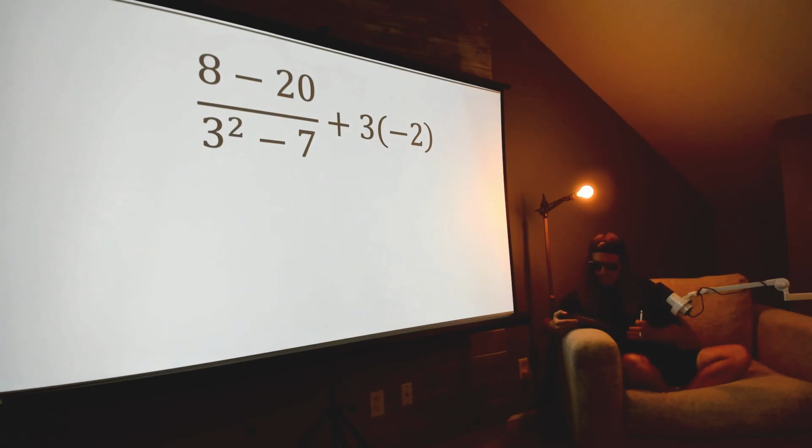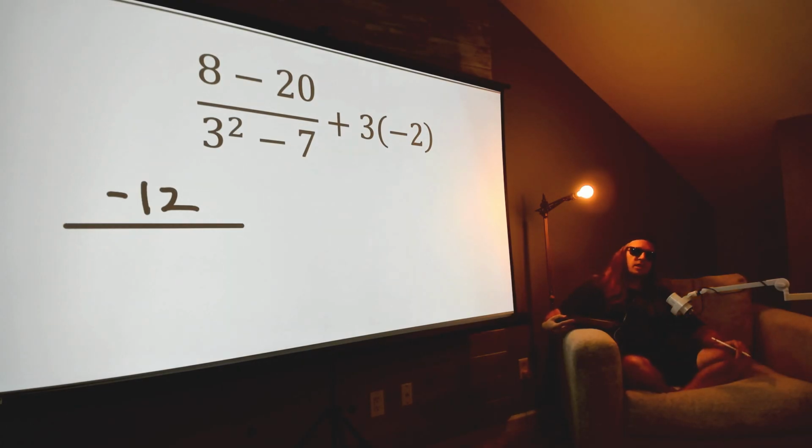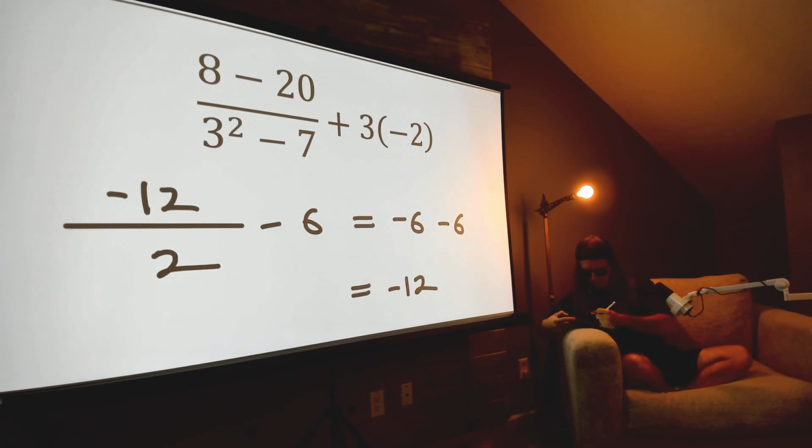Eight minus 20 is negative 12. In the bottom, we have 3 squared, which is 9. I'm going to do this in one step. 3 squared, which is 9, minus 7 is 2. Plus 3 times negative 2. 3 times negative 2 is negative 6. So notice here, I'm going to switch this from a plus to a minus 6. Negative 12 divided by 2 is negative 6, minus 6, and the final answer here is negative 12.